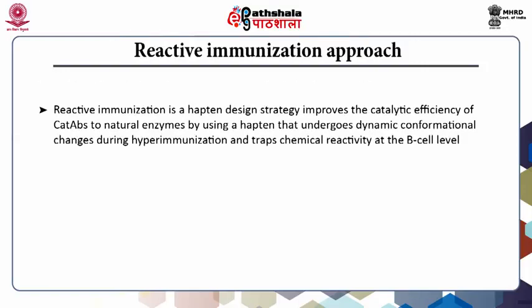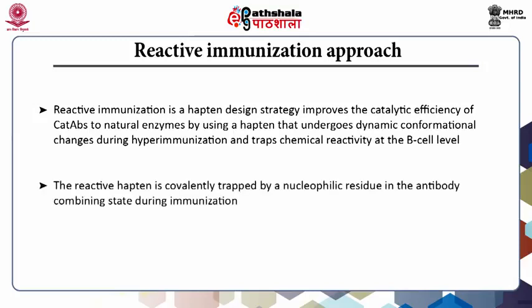The reactive immunization hapten design strategy improves the catalytic efficiency of catabs to natural enzymes simply by using a hapten that undergoes dynamic conformational changes during hyperimmunization and traps chemical reactivity at the B cell level. The reactive hapten is covalently trapped by a nucleophilic residue in the antibody combining site during immunization. The trapped monoester functions as a transition state analog.